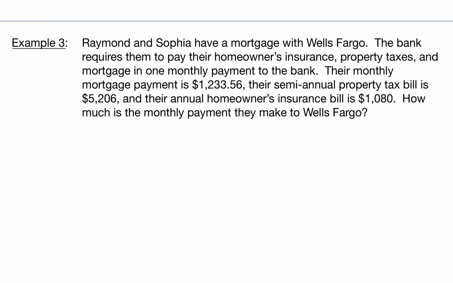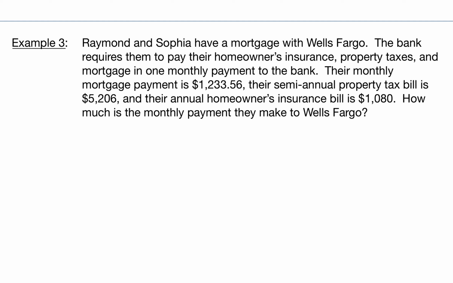In some cases, banks will not do this, and so you will be responsible for making sure that you have this money set aside. So let's take a look. We're told that their monthly mortgage payment is $1,233.56, and that's just for the loan. We also are told that their semi-annual property tax bill, so that means every 6 months they have to pay $5,206, and their homeowner's insurance, which is annual, is $1,080. So the question here is, how much is the monthly payment they make to Wells Fargo?